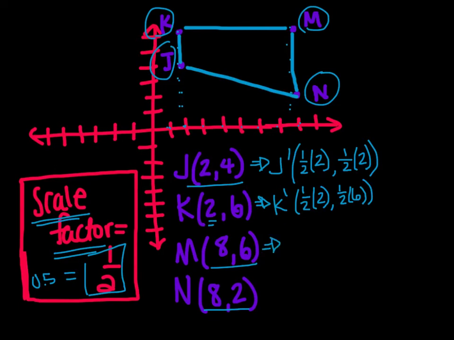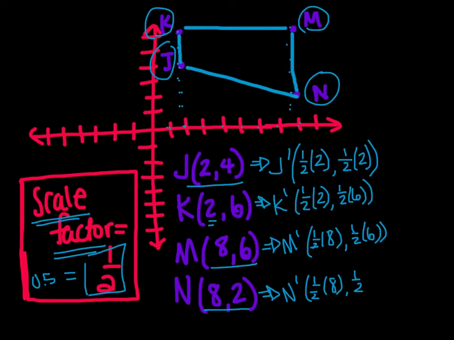M prime is half of 8 and half of 6. And we're going to do that with n prime as well. Half of 8 and half of 2. So if we do that math, we then end up with j prime having the coordinates 1, 1.